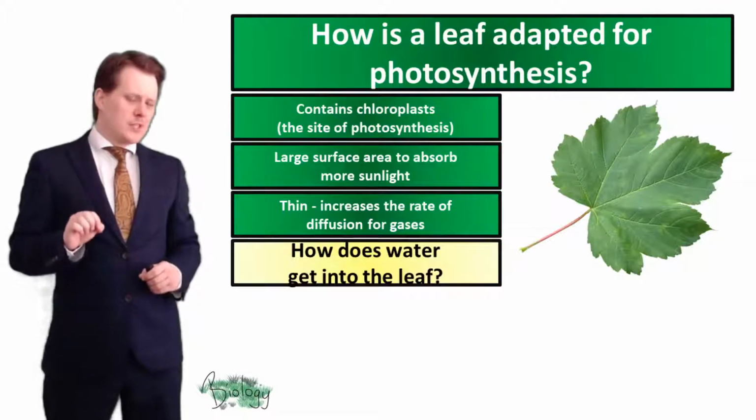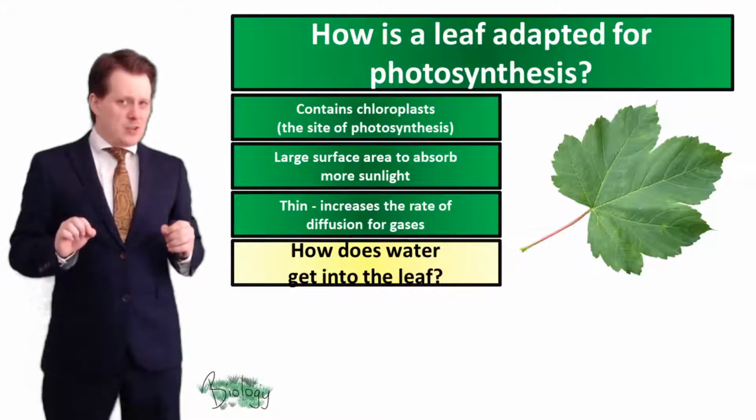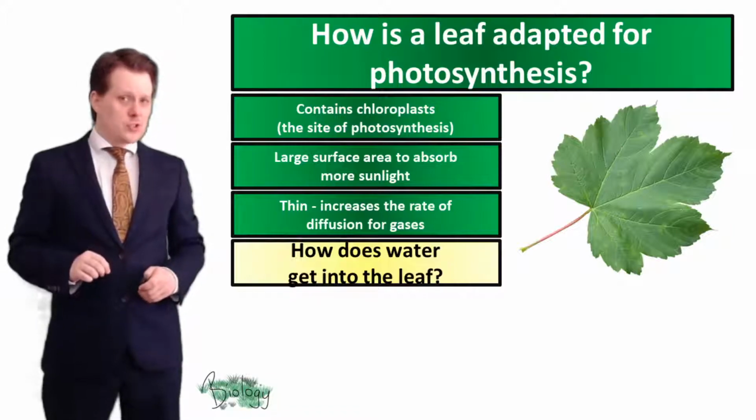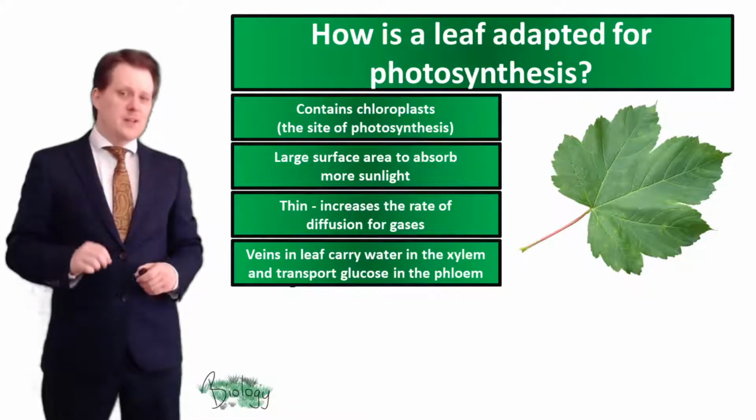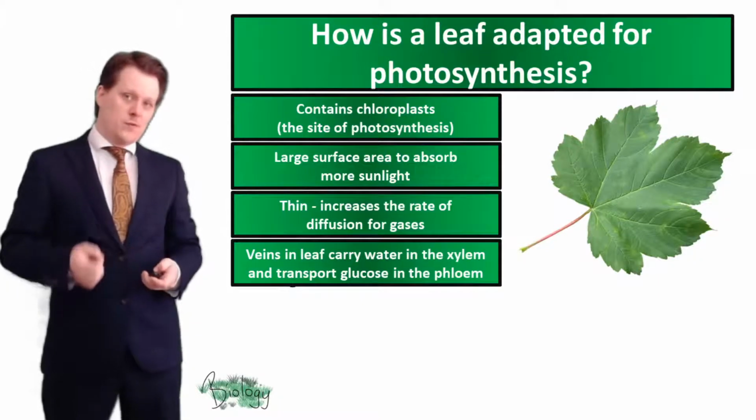So how does the water get absorbed by the roots and end up in the leaf? It is transported up the stem and to the leaf in structures called xylem. It also contains structures which transport the glucose away from the leaf called phloem.